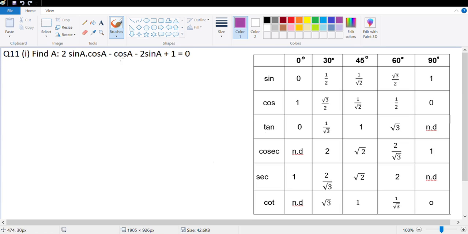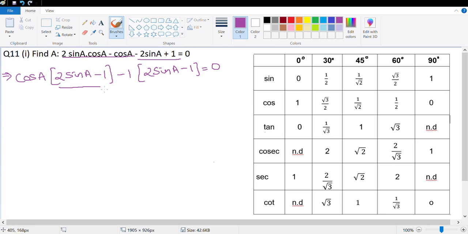Let's see if I can combine two elements together and convert it into an equation in factorized form. So if I group these two together in the form I have underlined, what's common between the first two elements? Yes, cos A is common. So if I take cos A common, the first element becomes 2 sine A and the second element is minus 1. Between these two, I can take negative 1 common, and this becomes 2 sine A minus 1. This is equal to 0.